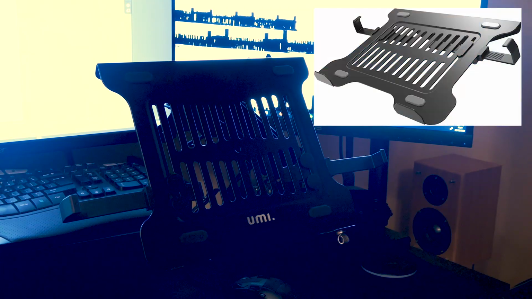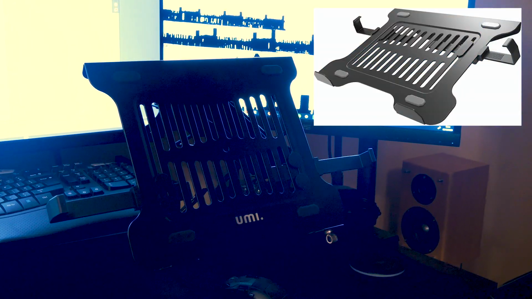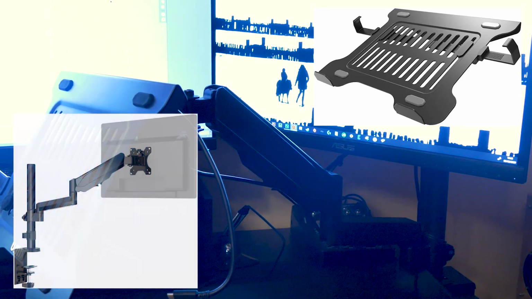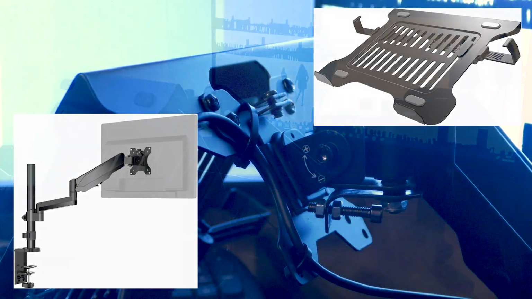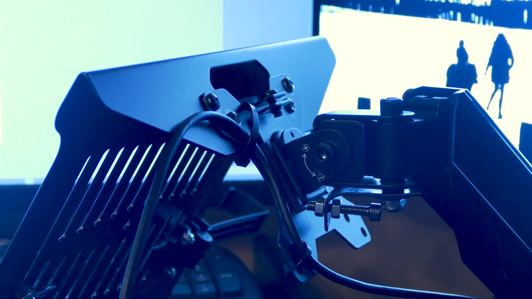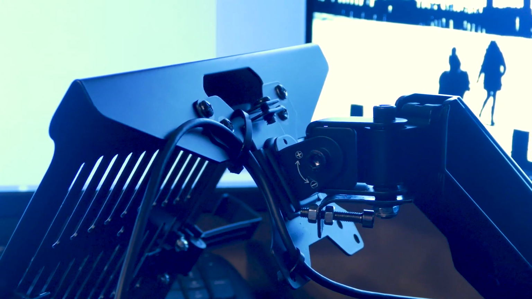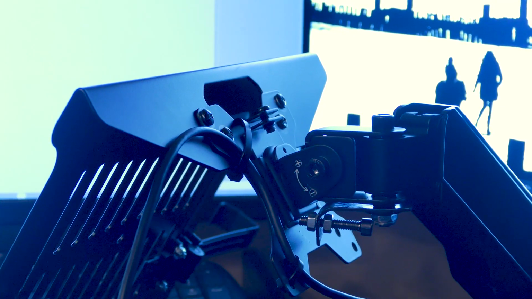So this is the tray I've used, and as you can see, it's a flat metal tray and has a couple of arms on the end. I then have that mounted to a gas arm that uses a VESA mount. Now this bracket comes with a VESA mount attachment, so it can attach straight to the gas mount. So these are the two off-the-shelf components that you want to purchase.